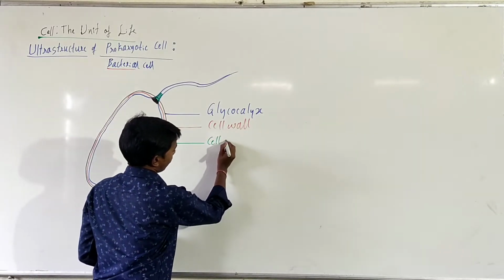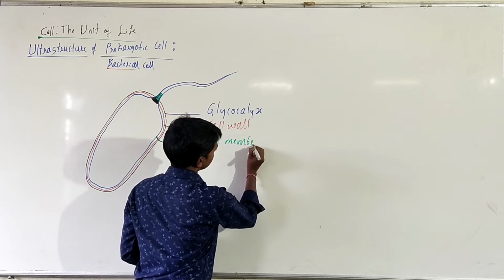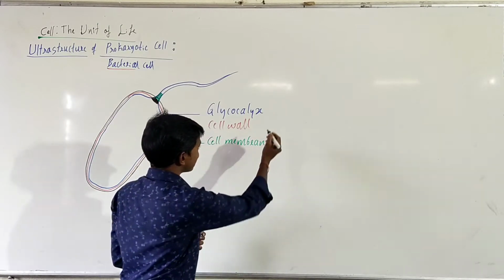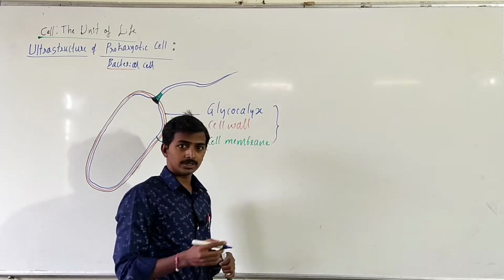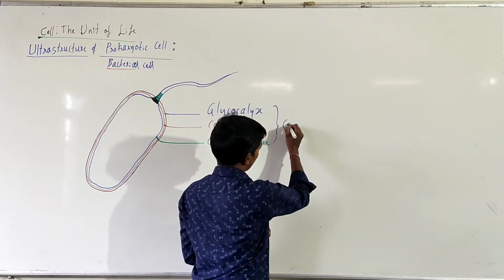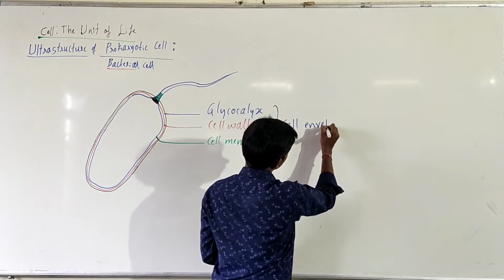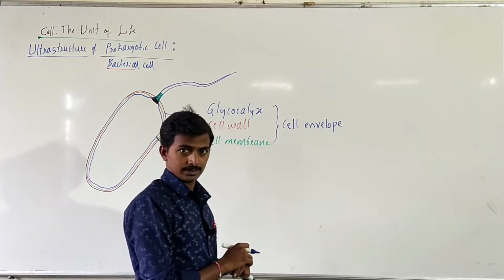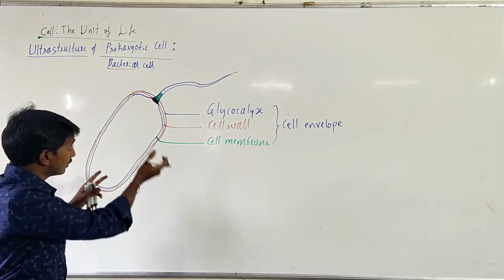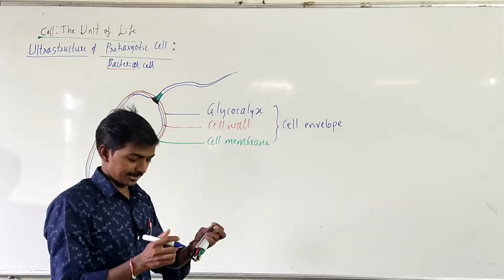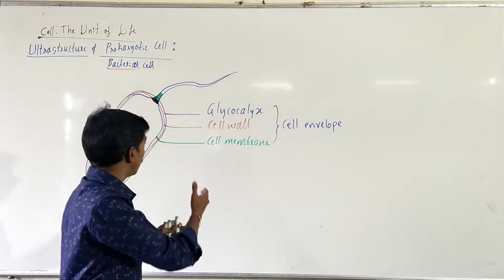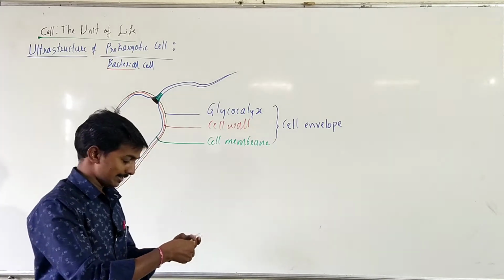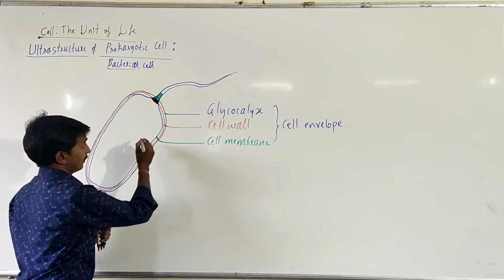Just like our plant cells, the bacteria has a cell wall, and the innermost layer is the cell membrane. All these three layers together are known as the cell envelope. Then inside the cell envelope, there is a fluid matrix. That fluid matrix is known as the cytoplasm.